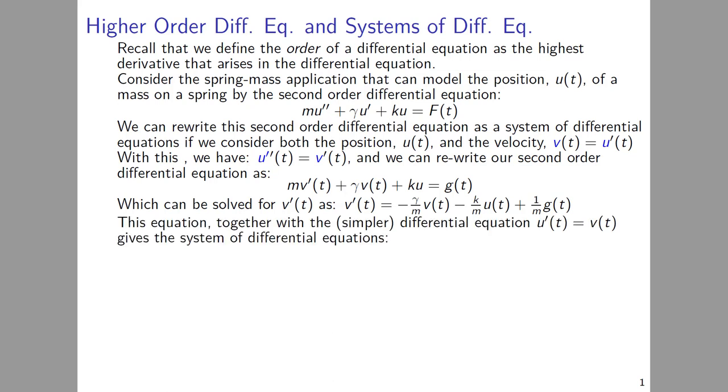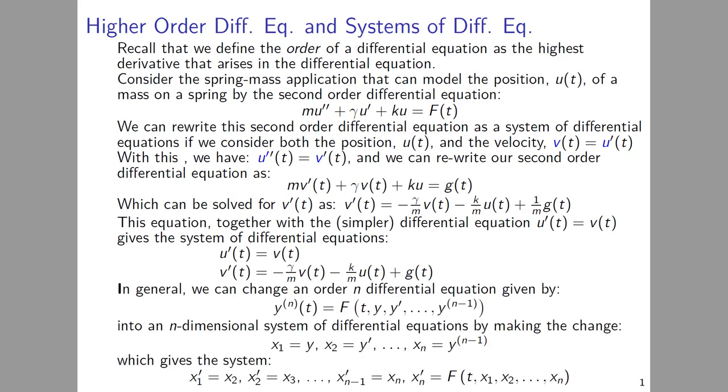And this equation, together with the simpler differential equation u prime of t equals v of t, gives a system of differential equations. The system is made up of the two derivatives u prime of t equals v of t and v prime of t equals negative gamma over m times v of t minus k over m times u of t plus g of t. So here, we replace the first derivative u prime of t with the velocity v of t and changed our second order differential equation into a two-dimensional system of differential equations.